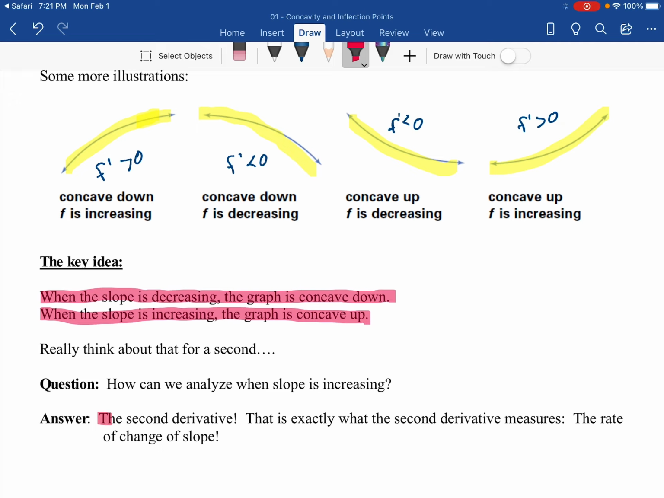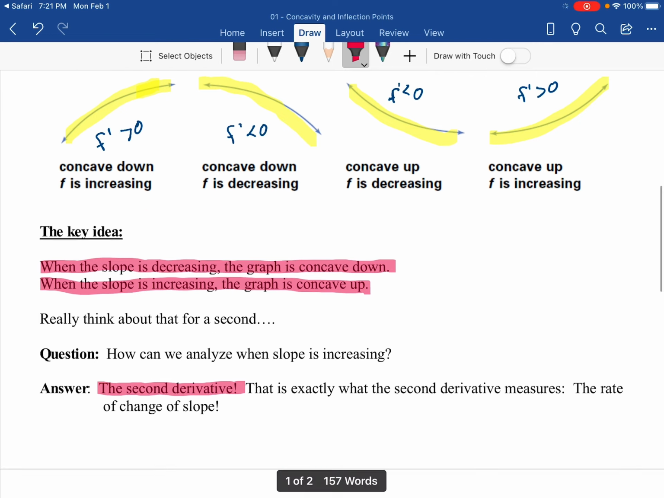And I'm going to treat myself with some more red highlighting here. That's a very important phrase in all this. Again, I don't suggest that that's that difficult, but it's very, very important. So this is exactly what the second derivative measures. It measures how the first derivative, or how the slope, is changing. It's the rate of change of slope.